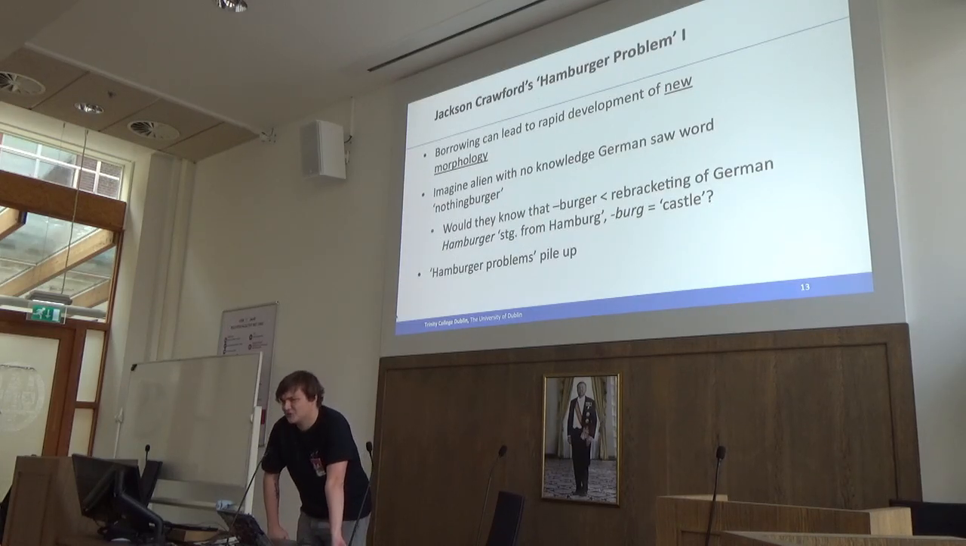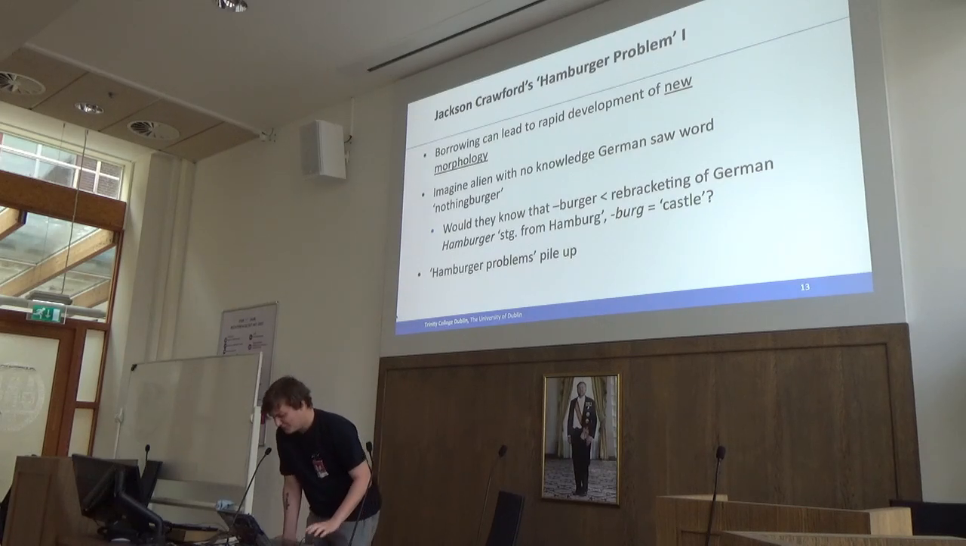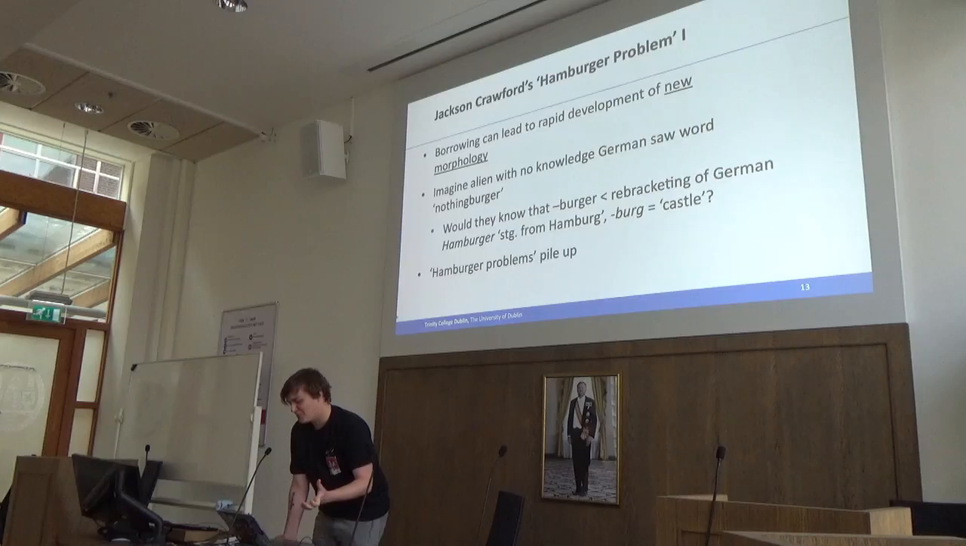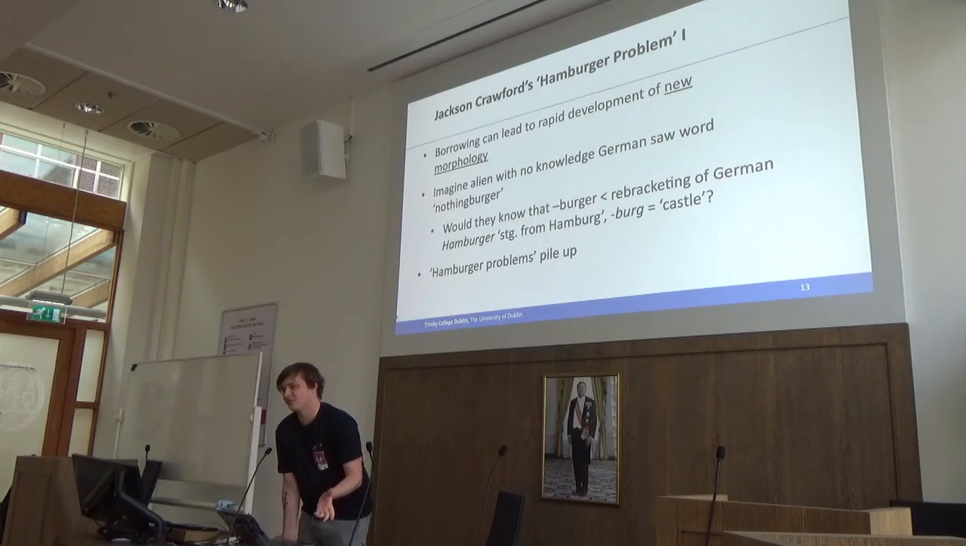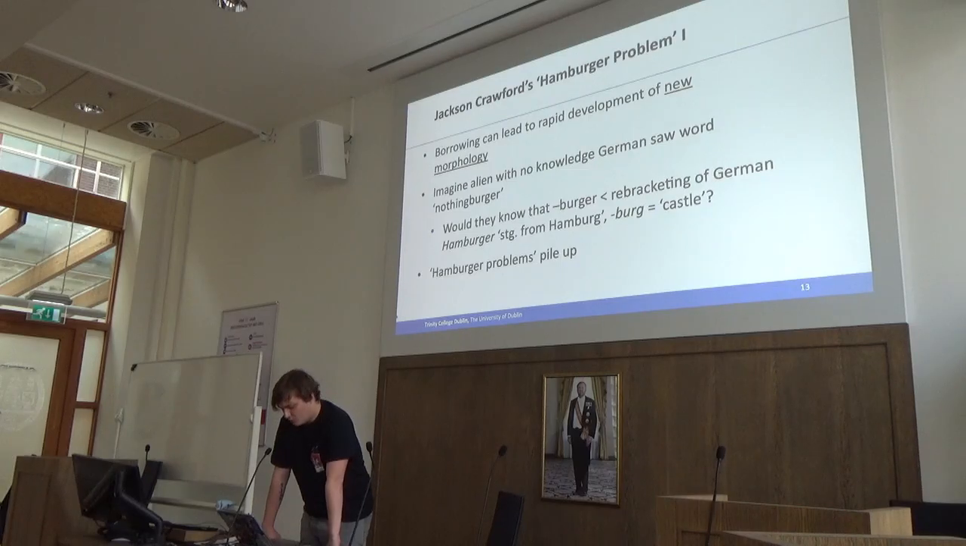There's also Jackson Crawford's hamburger problem, not program. I would like to go to a hamburger program. So borrowing can lead to the rapid development of new morphology. This is something that Jackson Crawford, the YouTuber, has mentioned in one of his videos. Imagine an alien with no knowledge of German saw the word nothing burger in English. Would they know that burger is a suffix that involves the rebracketing, or historically involved the rebracketing of Hamburger, something from Hamburg, and that Berg meant castle? Almost certainly not, right? And these hamburger problems pile up over time.